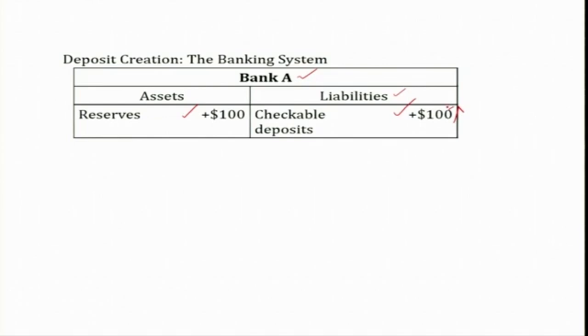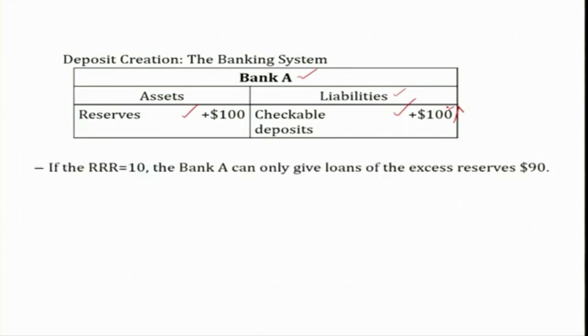So in this case, obviously, there are different ways it can spend. It can give a loan, or it can buy a bond. So several options are there. Whatever option we take, the effect is going to be the same here. So let us suppose they give a loan to a customer here. So assume that here the required reserve ratio is 10%. Suppose the RR is 10%.